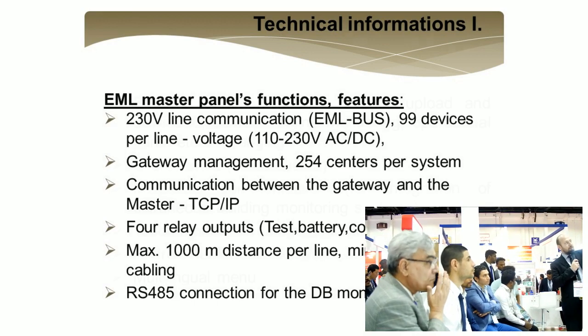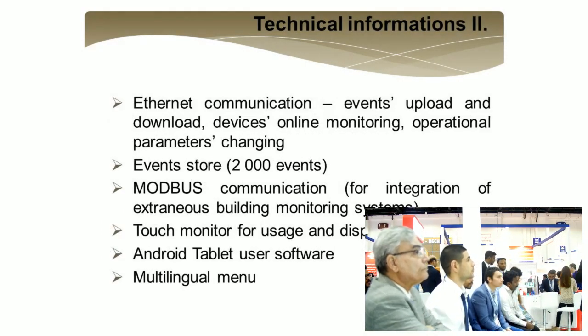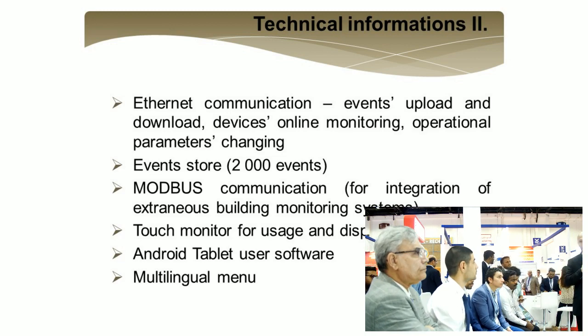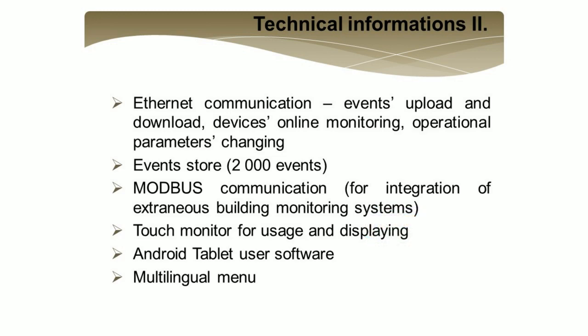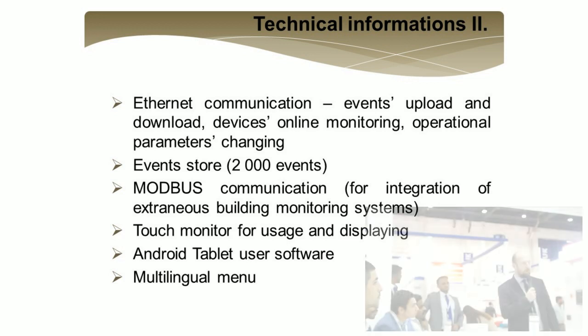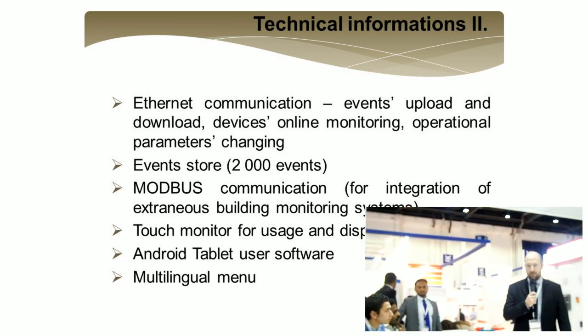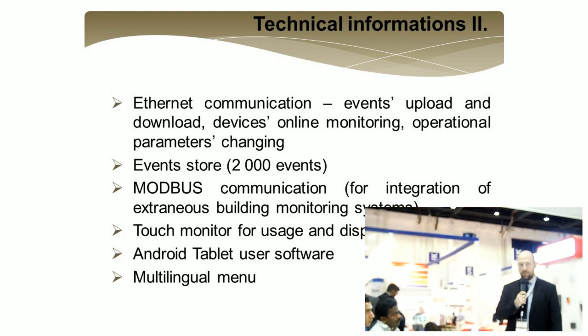Because it uses Ethernet communication between the panels, every main panel's screen will show the other panels' events. Okay, and the main panel screen stores 2000 events, and it saves these events to the SD card. Every panel has an SD card slot with maximum 2 GB, and it stores the latest 2000 events.